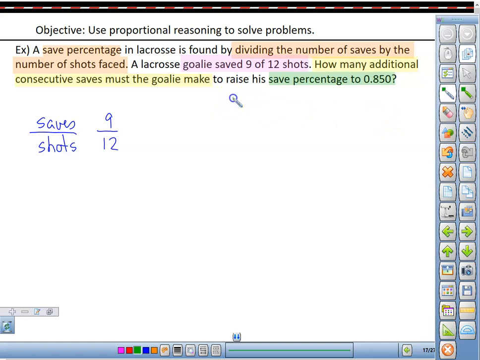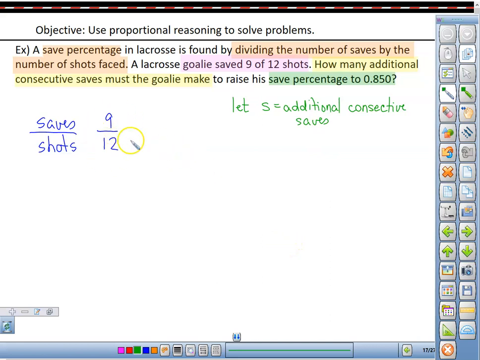So I'm going to define my variable as my additional consecutive saves. And that word consecutive is actually very important because that means that every shot faced after these ones that have already been faced will be a save. If we have any misses in this group, it completely changes the problem. So additional consecutive saves is what we're working with here.